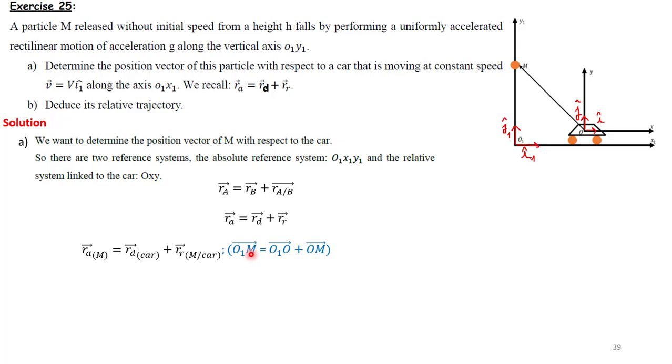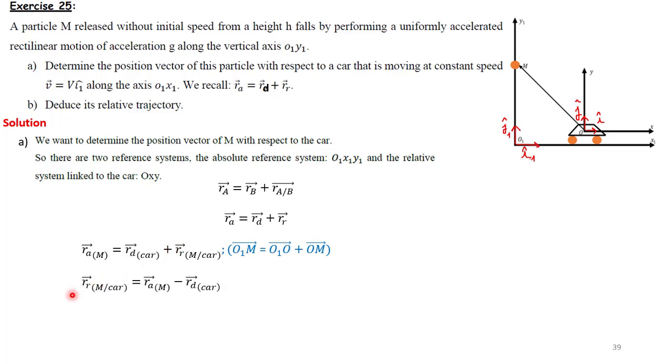So O1M is equal to RD, the position vector of the car, O1O, plus R relative, the position vector of M with respect to the car, so the position vector of M with respect to O. This is OM. And this is mathematically correct because O1M equals O1O plus OM. So we need to find R, we need to find this term.